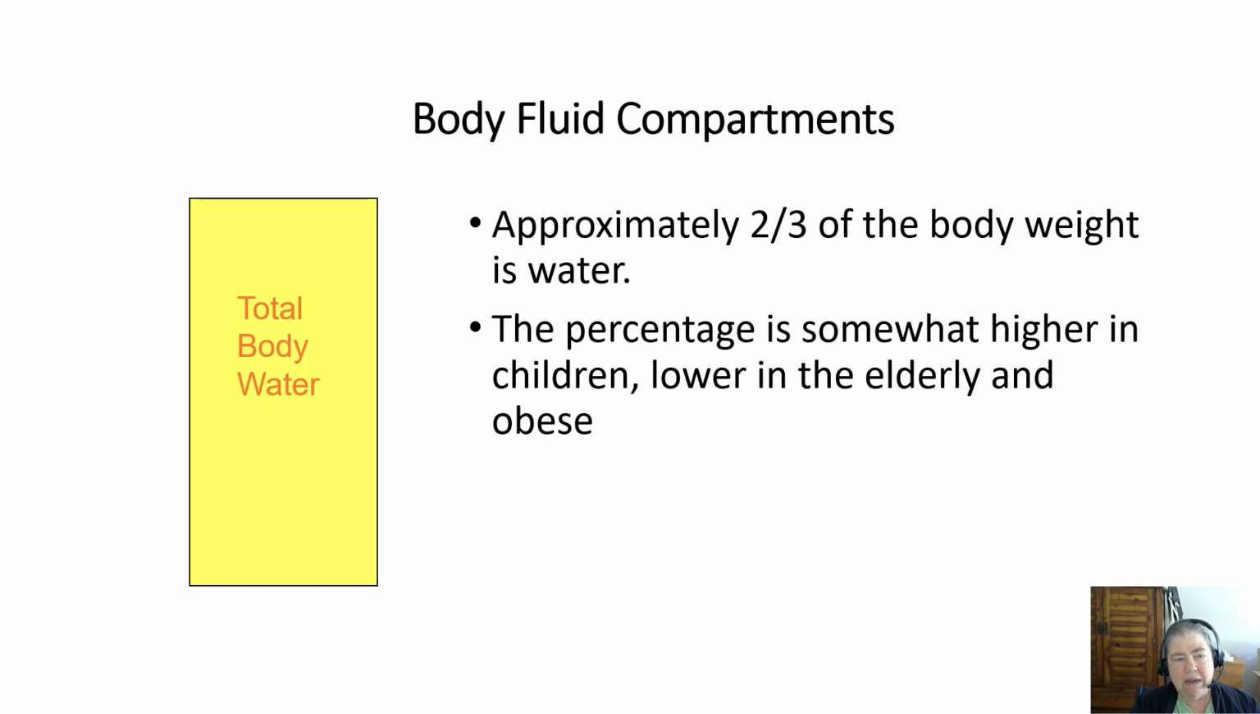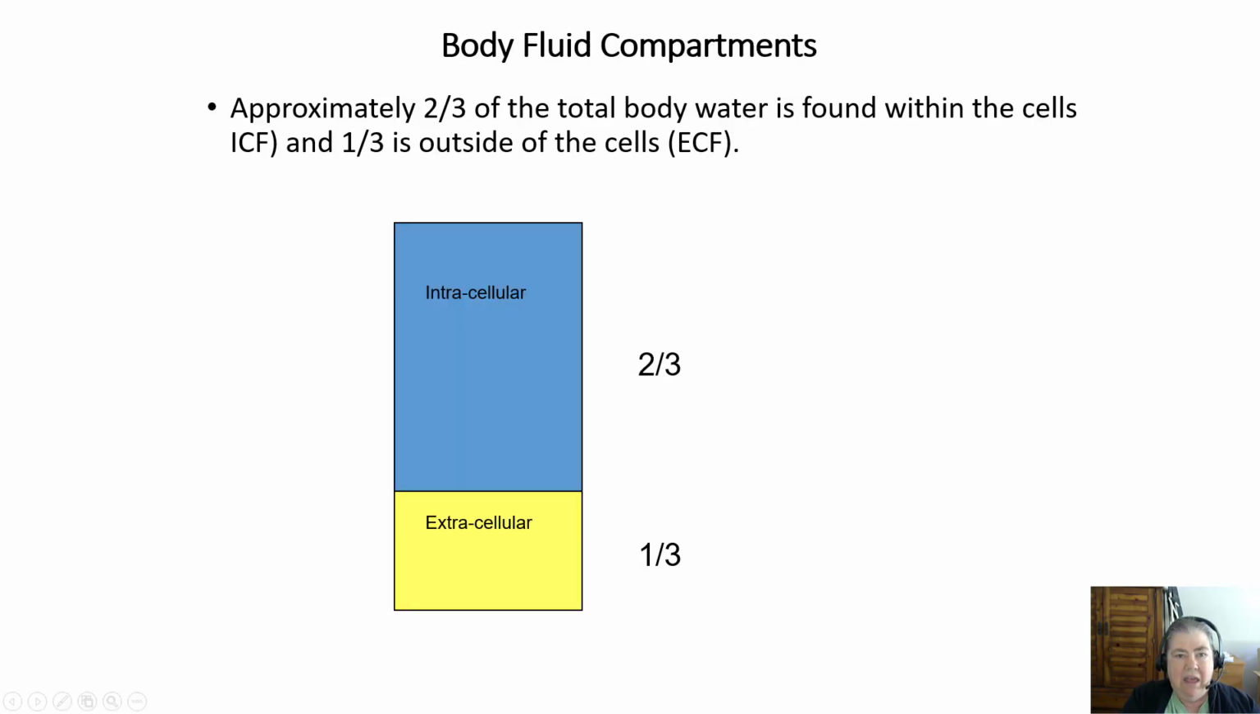Now, that varies on the body composition, and so the percentage of water is somewhat higher in kids, somewhat lower in the elderly and the obese because there's more lipids in the obese. So here again, about 2/3 of total body water is found within the cells, and about a third is outside of the cells. So 2/3 ICF, 1/3 ECF.